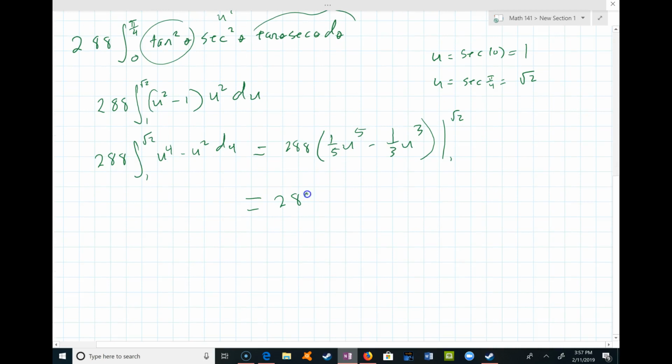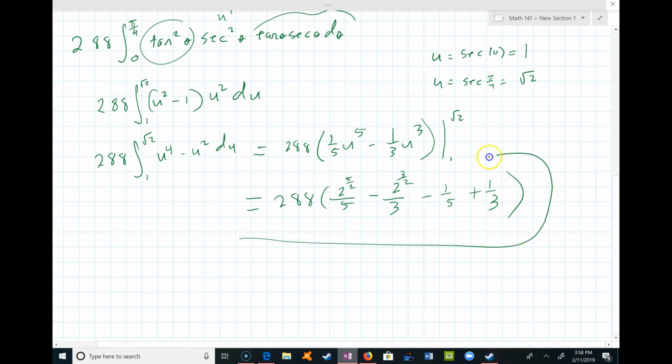And that's going to be 288. If I plug in a rad 2 in there, that would be 2 to the 5/2 power over 5 minus 2 to the 3/2 power over 3. I plug a 1 in there, and that'd be minus 1/5 and plus 1/3. And of course, you could simplify that a little bit, or you could throw the whole thing in your calculator and estimate it, but that would be your final result.